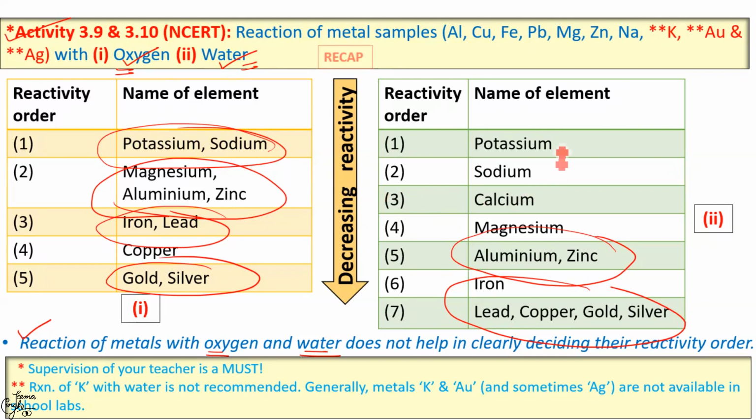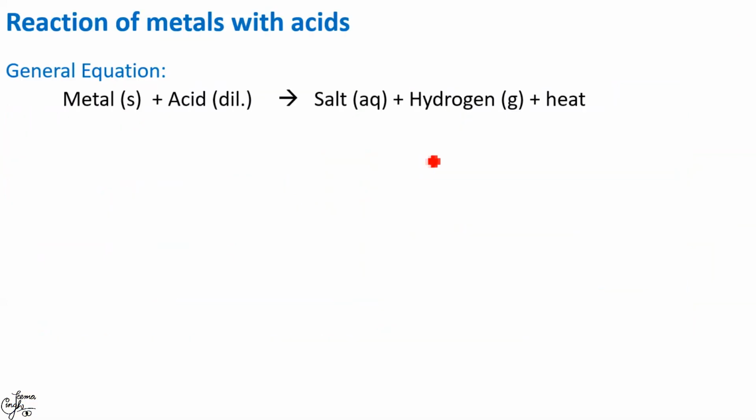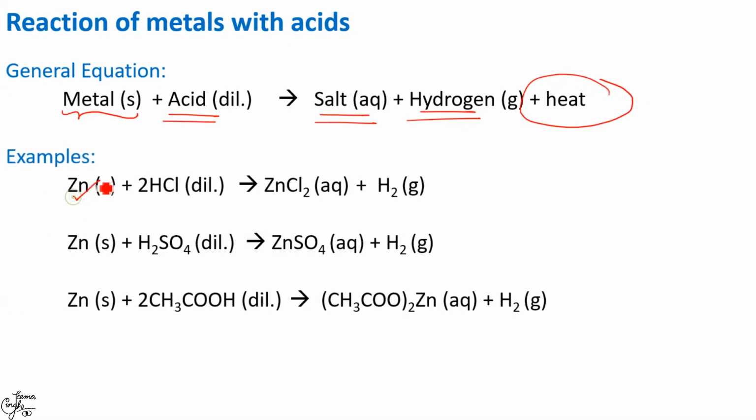Today we will try to further segregate or rank this series by performing an activity which involves reaction of metals with acids. We have already learned in my video on reaction of acids on metals that metals react with acids to give metal salt and hydrogen gas. Also, the reaction is exothermic, wherein heat is evolved. For example, when metals such as zinc react with acids like dilute hydrochloric acid or dilute sulfuric acid, it displaces hydrogen from the acid, which is liberated as hydrogen gas.